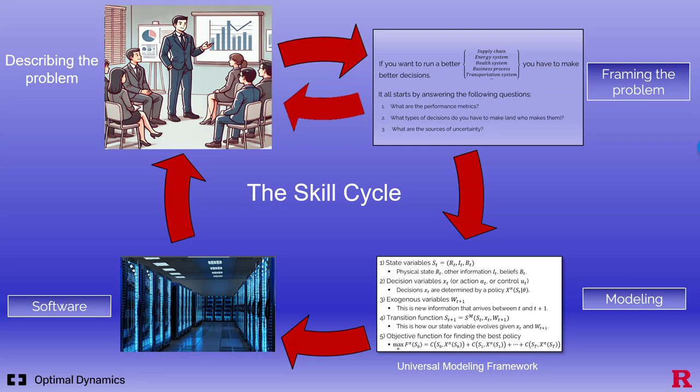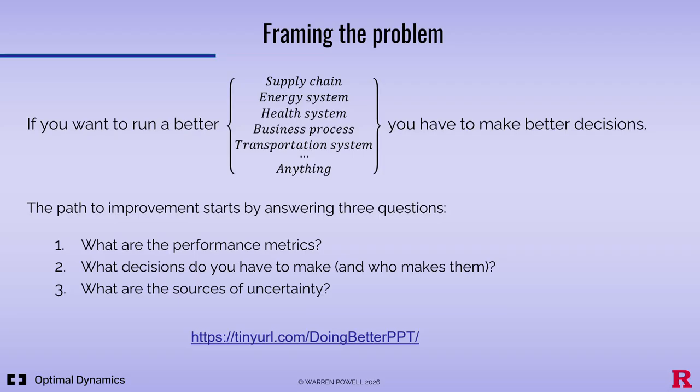Now, the computer model can be put into a spreadsheet or a fancy software, but let's now go to the framing. The framing is pretty much summarized by this PowerPoint slide. If you want to run a better supply chain, energy system, health system, anything, you have to make better decisions. I think everybody agrees with that. And the path to improvement starts by answering three questions. What are your performance metrics? What decisions do you have to make and who makes them? And what are your sources of uncertainty that affect how well your decisions perform?